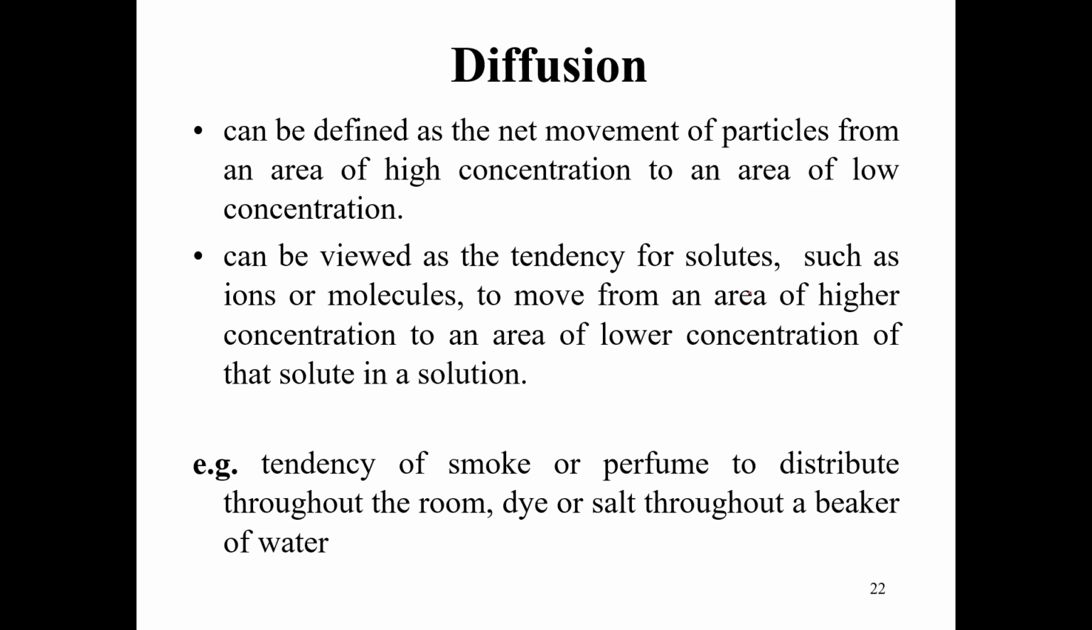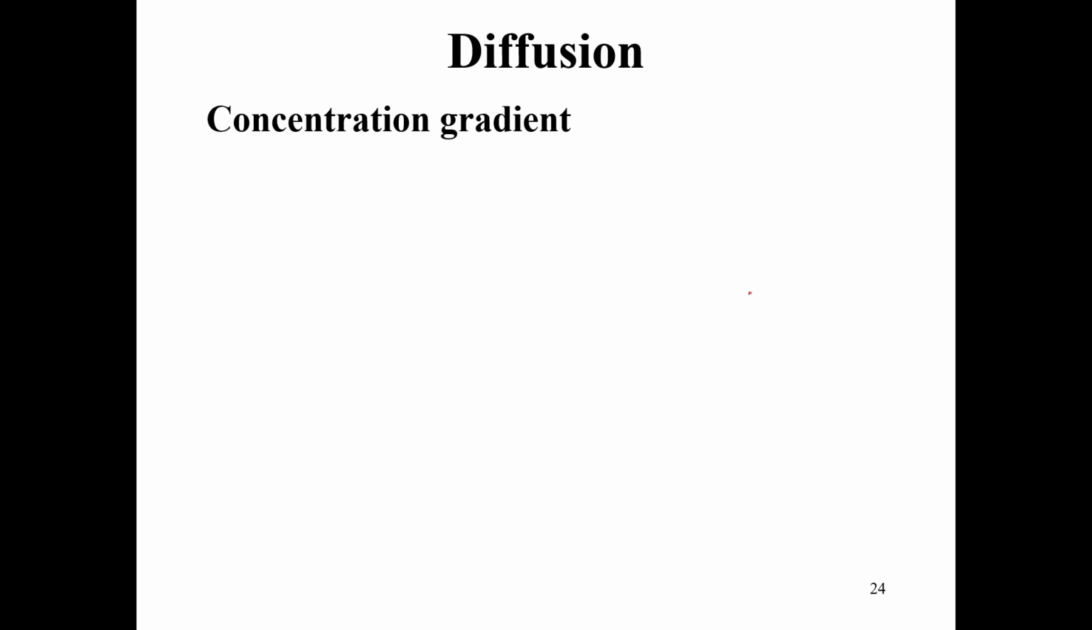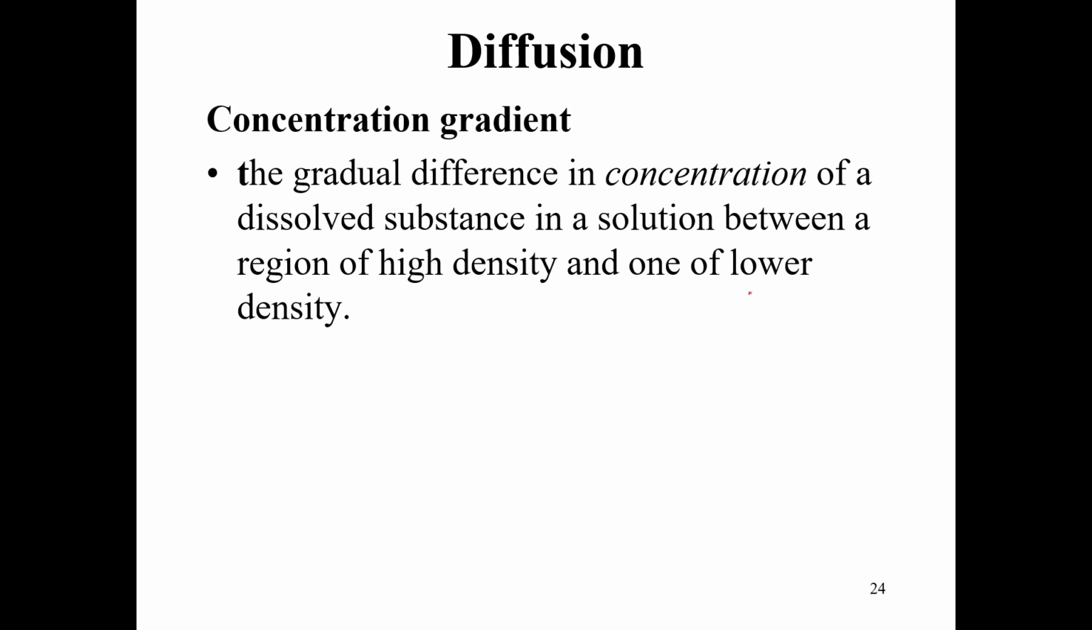So tendency of smoke or perfume to distribute throughout the room, dye or salt throughout a beaker of water. So in any case that you experience putting in food color in water, it does not stay in one place. What happens is the concentration of the food color in water tends to equally distribute throughout the water in the container. And that is diffusion. So diffusion works on a concentration gradient. So the gradual difference in concentration of dissolved substance in solution between a region of high density and one of lower density.